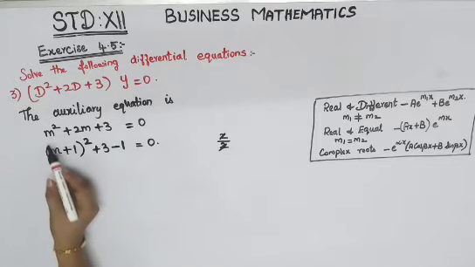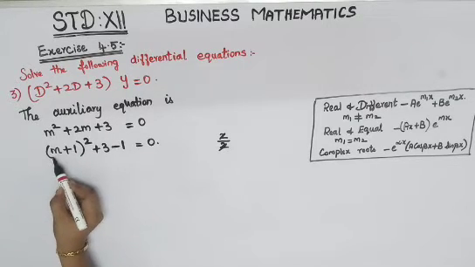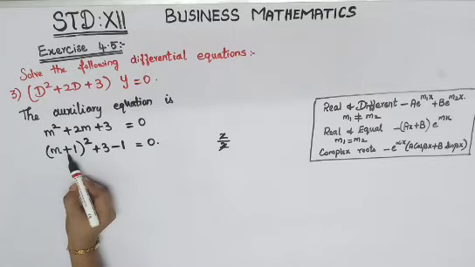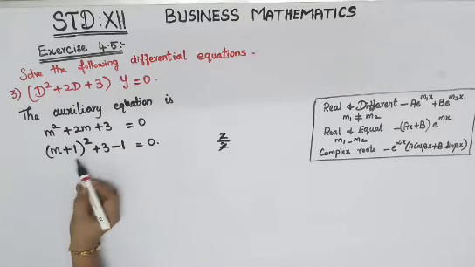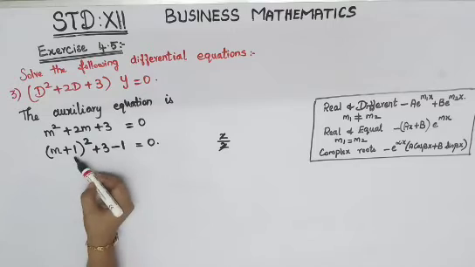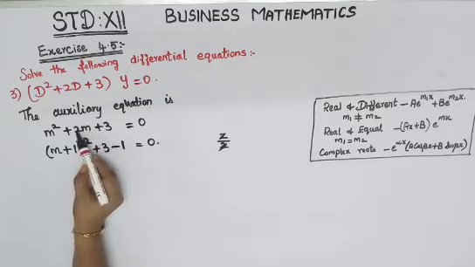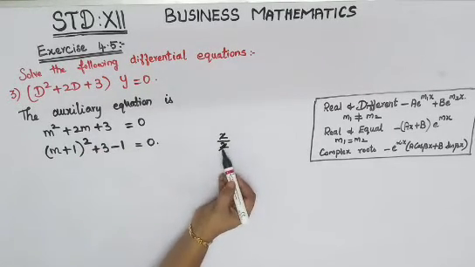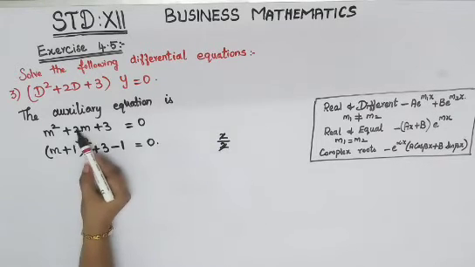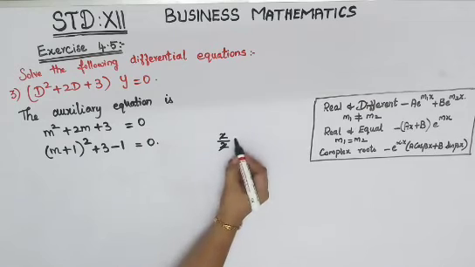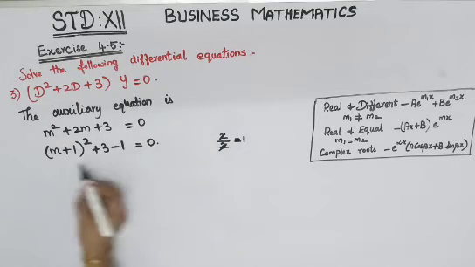Just repeat it again. M square means just write m. Then plus, you will have to find this number. Okay. To make it as a perfect square, you will have to find this number. To find this number, whatever term is with your m, just divide that term by 2. If you got 4 also, you will have to divide by 2 only. Okay. So divide that term by 2. The answer will be 1. So write that 1 here.